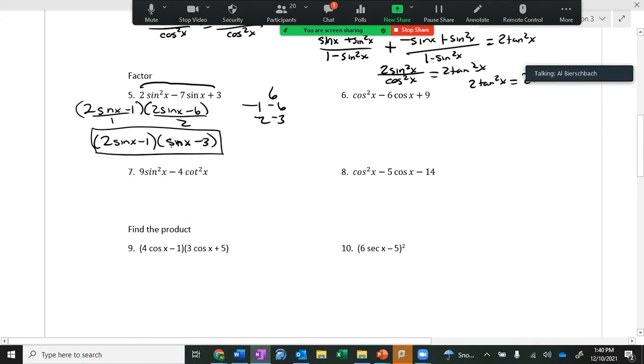To get 2 sine squared of x, outers is minus 6x, inners is minus 1x, which makes minus 7x. Last times last is plus 3. Now, this is just normal factoring with cosine of x, cosine of x. Signs are the same, they're both negative, -3 and -3. If you wanted to write it as cosine of x minus 3 quantity squared, you could also do that. Either answer works.